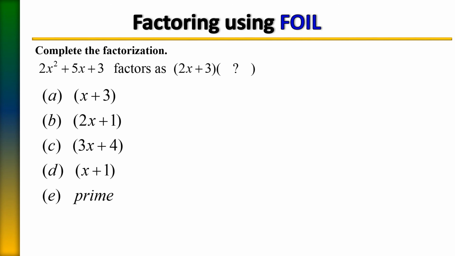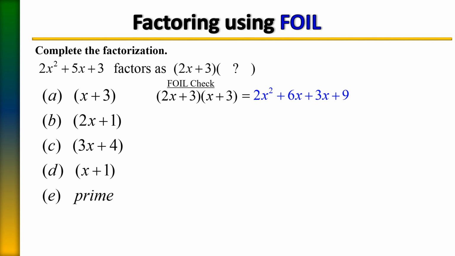So let's test the first one to see if x plus 3 is the missing binomial. When we pair that with 2x plus 3 and we use FOIL, first, outer, inner, last, next is to combine outer and inner. So when we combine outer and inner of 6x plus 3x, we're going to get 9x. We're not going to get our middle term of 5x. So since we don't get our middle term, that is not the correct pair. So let's move on to the next one.